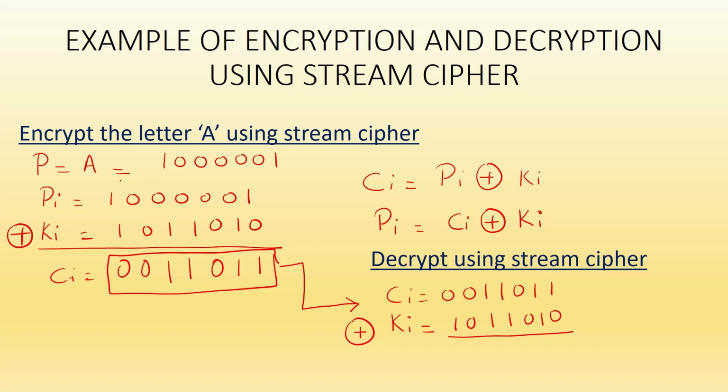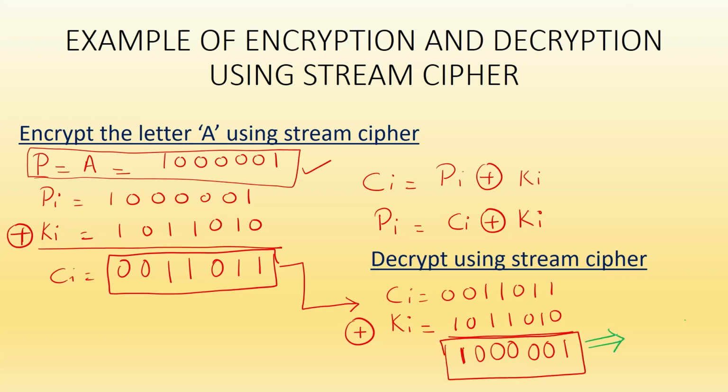What was our data? Our data was letter A, whose binary equivalent for the ASCII code is as written here. So cipher text is XORed with the key to recover the plain text. So 1 XOR 0 is 1, 1 XOR 1 is 0, 0 XOR 0 is 0, 1 XOR 1 is 0, 1 XOR 1 is 0, 0 XOR 0 is 0, 0 XOR 1 is 1. So the decryption result shows that you have successfully recovered the plain text P.